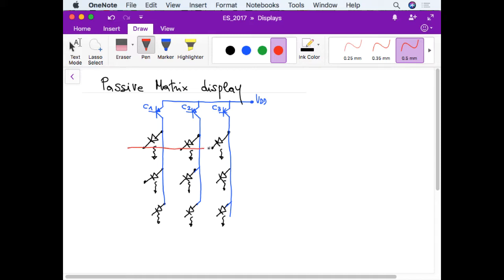So we have a row transistor driven by R1, another row transistor driven by R2, and another row transistor driven by R3.